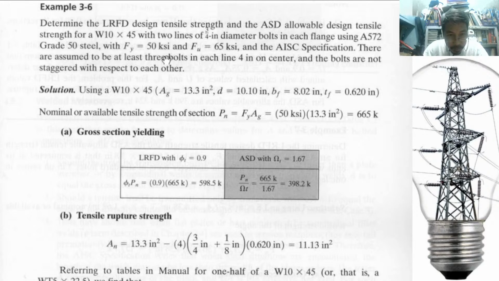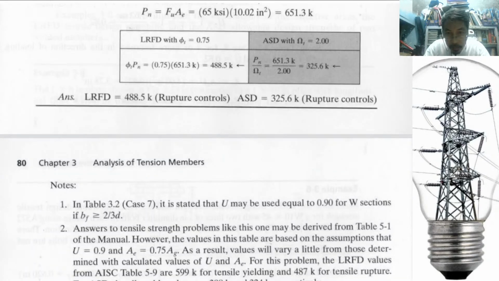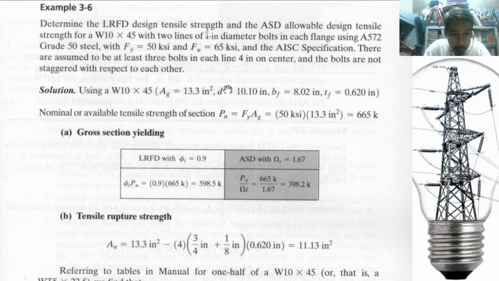At least 3 bolts in each line, 4" on center. So there are 3 bolts. Okay, but we have what? 4. Oh, this is what? We have maybe a typo error, no?